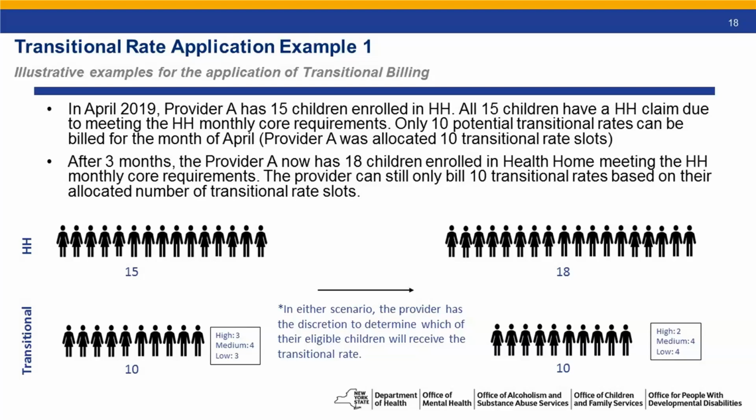And they are medium 2 or high 2, medium 4, and low 4. So they have the choice when those 18 children are billed to health home.